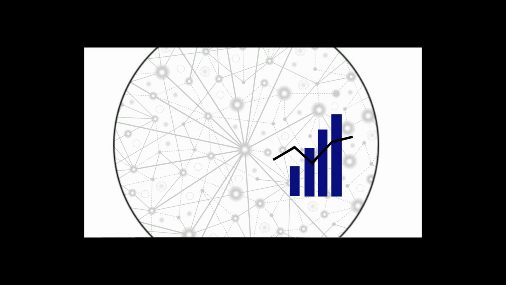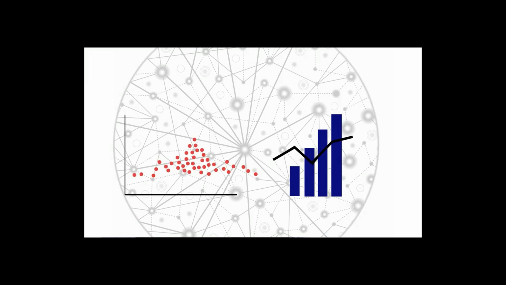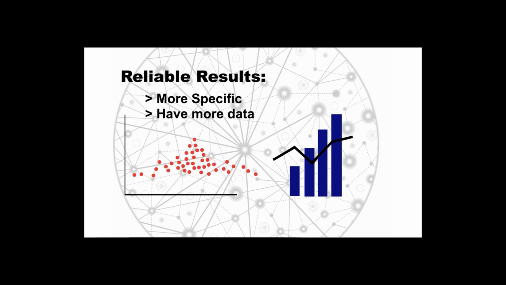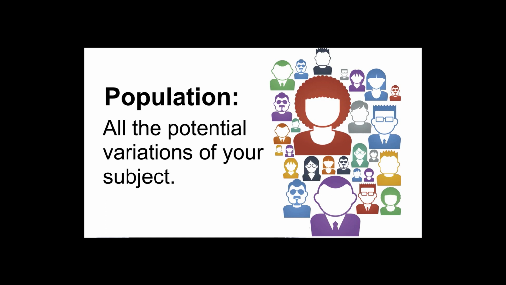In statistics, you're looking at frequencies and patterns that can be used to solve problems and potentially make predictions. To do that, you need data. To get reliable results, you either need to be more specific or have more available data. A population is all of the potential variations of your subject.